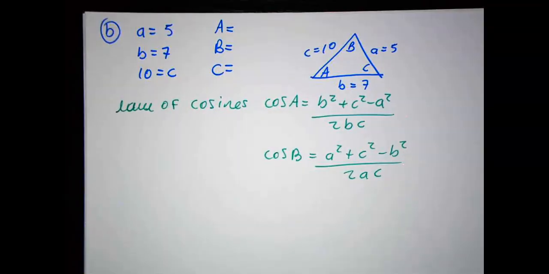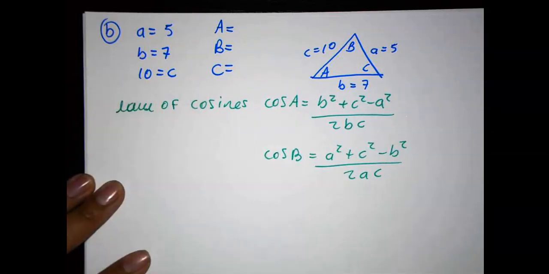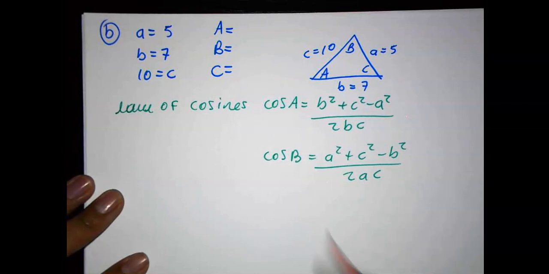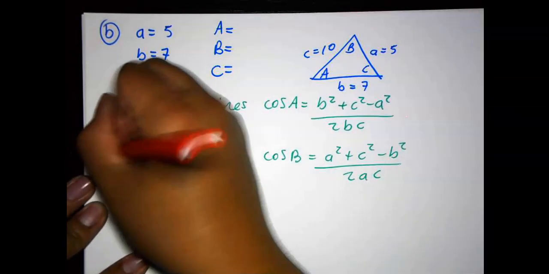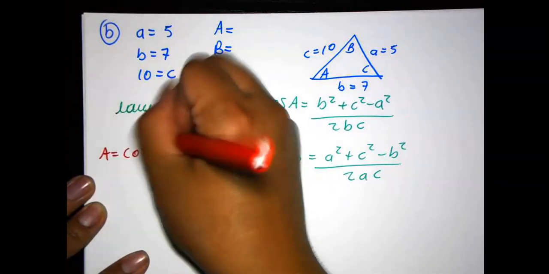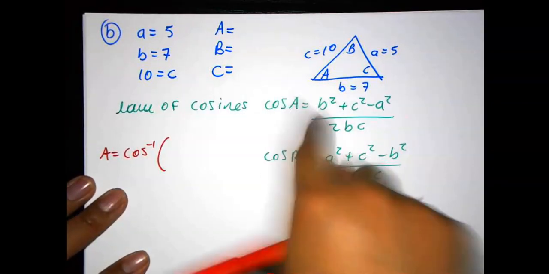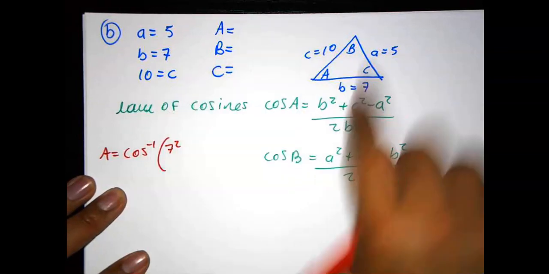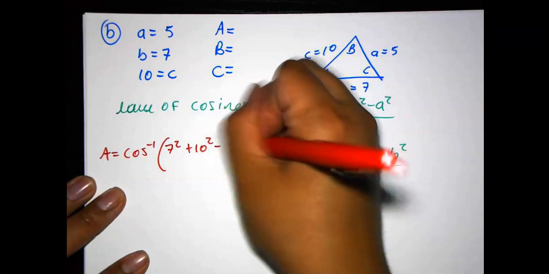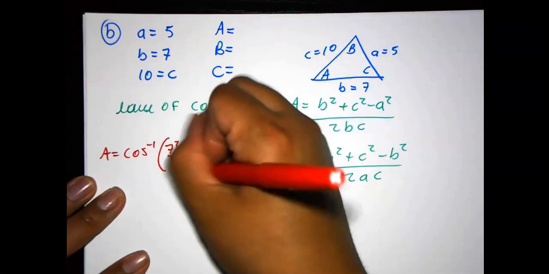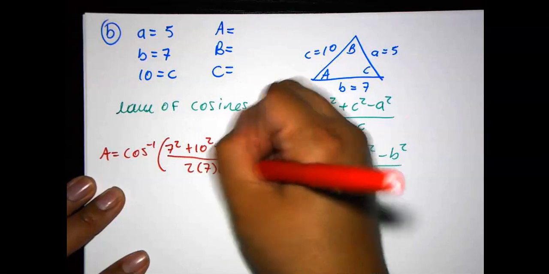Okay, this is the second part of question number 5. This one they give me all the sides, 5, 7, and 10. Sorry, I flipped them there, but it's okay. So I'm going to solve for angle A. I'm going to do A equals cosine inverse of B, which is 7, plus C, which is 10, minus A, which is 5, over 2 times 7 times 10.